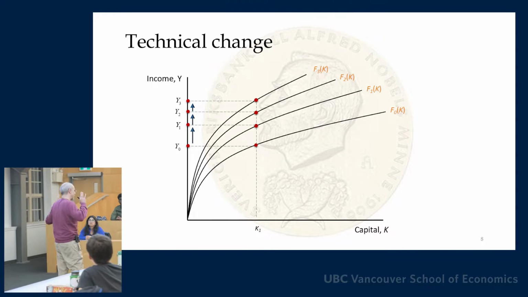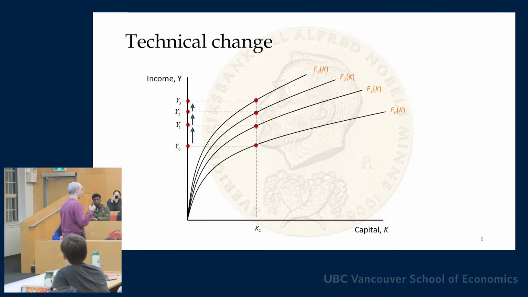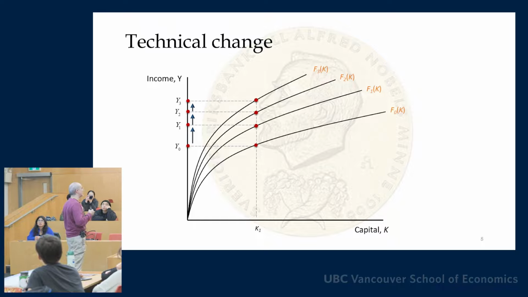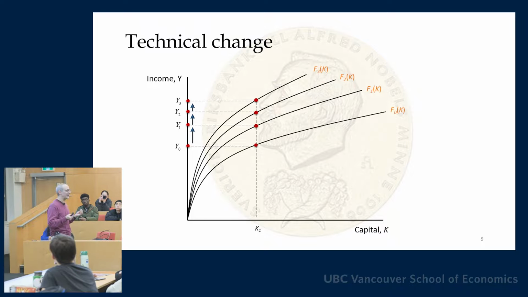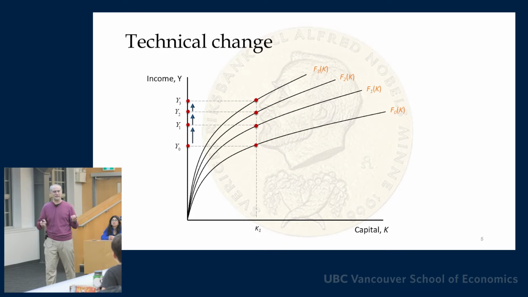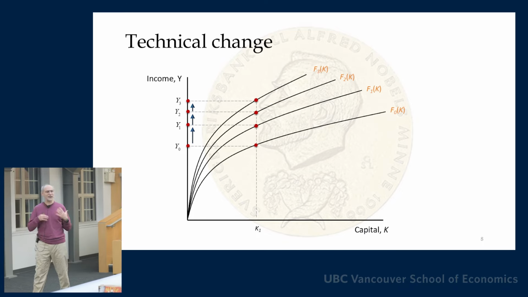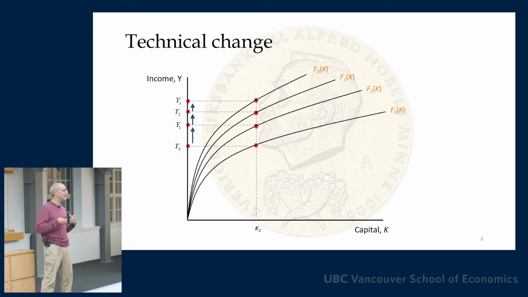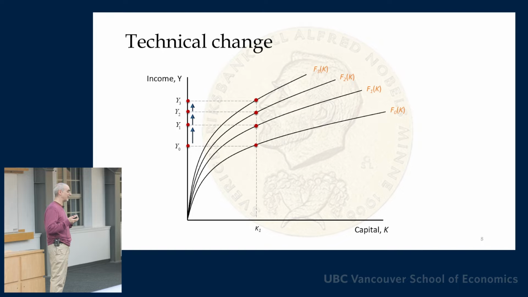So this is the central insight of Solow, right? If we want sustained growth, and if we want to explain the type of sustained growth that started with the Industrial Revolution and continues to these days, technical change, a change in the shape of the production function, is where we need to look. Okay?